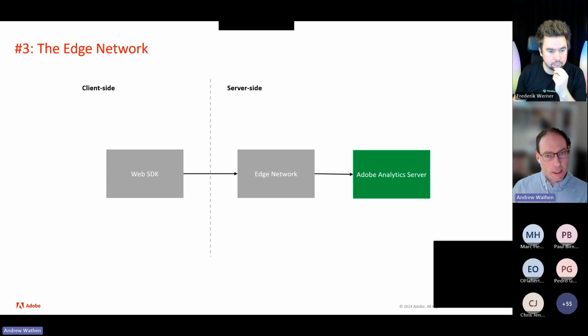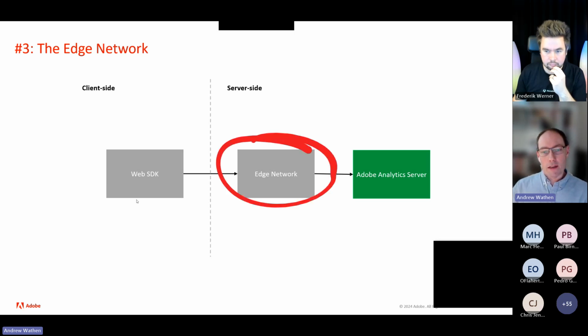So the third difference is we are now dealing with the edge network. Whereas previously you had a JavaScript tag and that communicated with your Adobe Analytics server, we now have our Web SDK tag, and smack bang in the middle between the JavaScript tag and Adobe Analytics, we have the edge network. And that's a new thing if you've never done Web SDK before: the idea that there is a bunch of server-side stuff that you have to do in order to enable data to flow through the system.